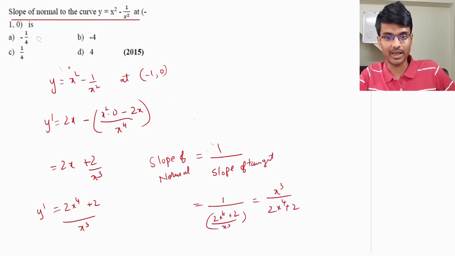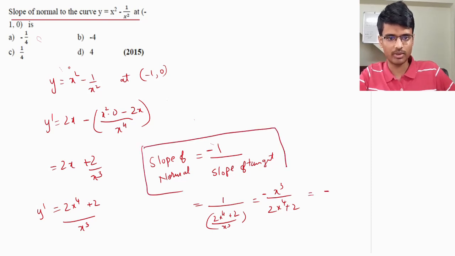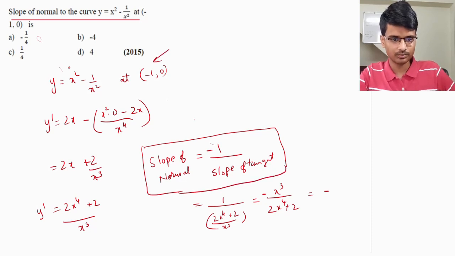Sorry, minus, so I missed the minus sign, I'm so sorry. So slope of normal is nothing but minus times 1 by slope of tangent. So this is the thing you need to remember. So I need to substitute at this point, minus 1 comma 0. So let me just substitute that. What do I get?